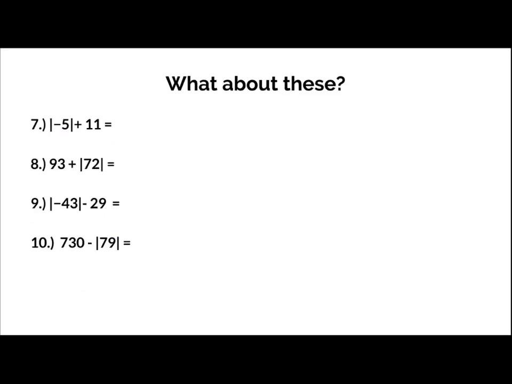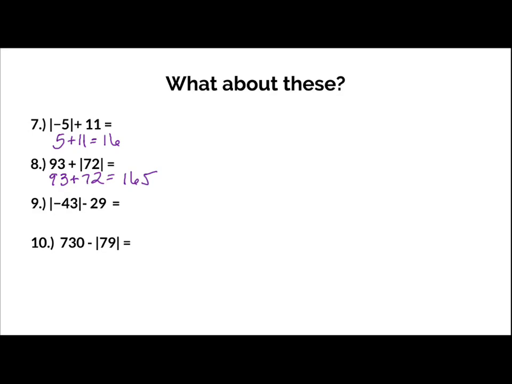Sometimes you're going to have questions like these that you have to answer. And if you'll notice, we've got these negative signs, but they're inside the absolute value signs. So this says the absolute value of -5, which would really be 5. And we would add that to 11. Well, 5 plus 11 is 16. This problem is saying 93 plus the absolute value of 72. So that would be 93 plus 72, which is 165.